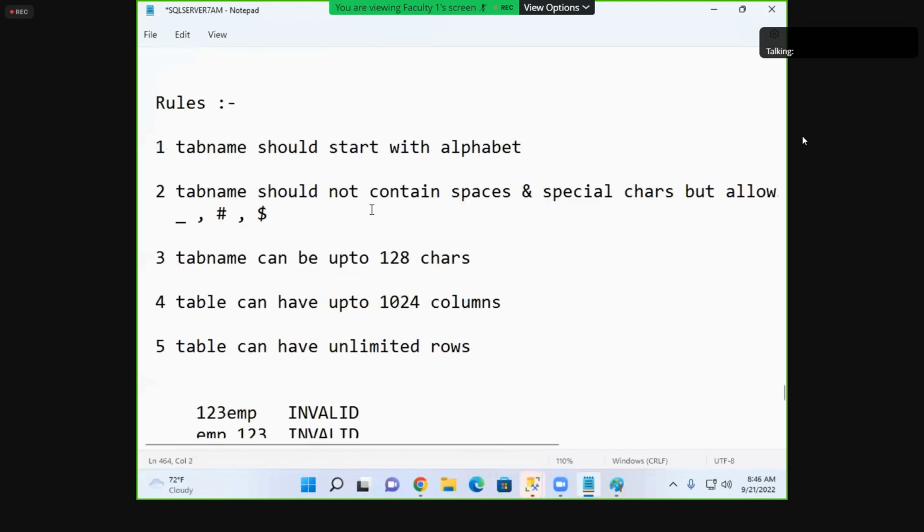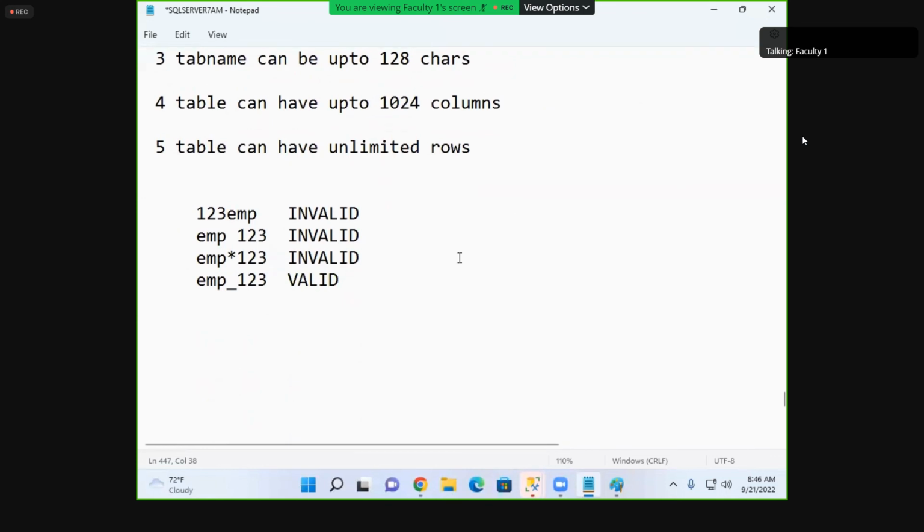See what the rule is? Start with an alphabet, that's all. Can it contain numbers or not? Sir, what can a table name contain? Numbers. A table name can contain digits, but should start with an alphabet. So it is starting with an alphabet, accepted or not? Yes. But here it is not starting with an alphabet. That's why it is invalid.